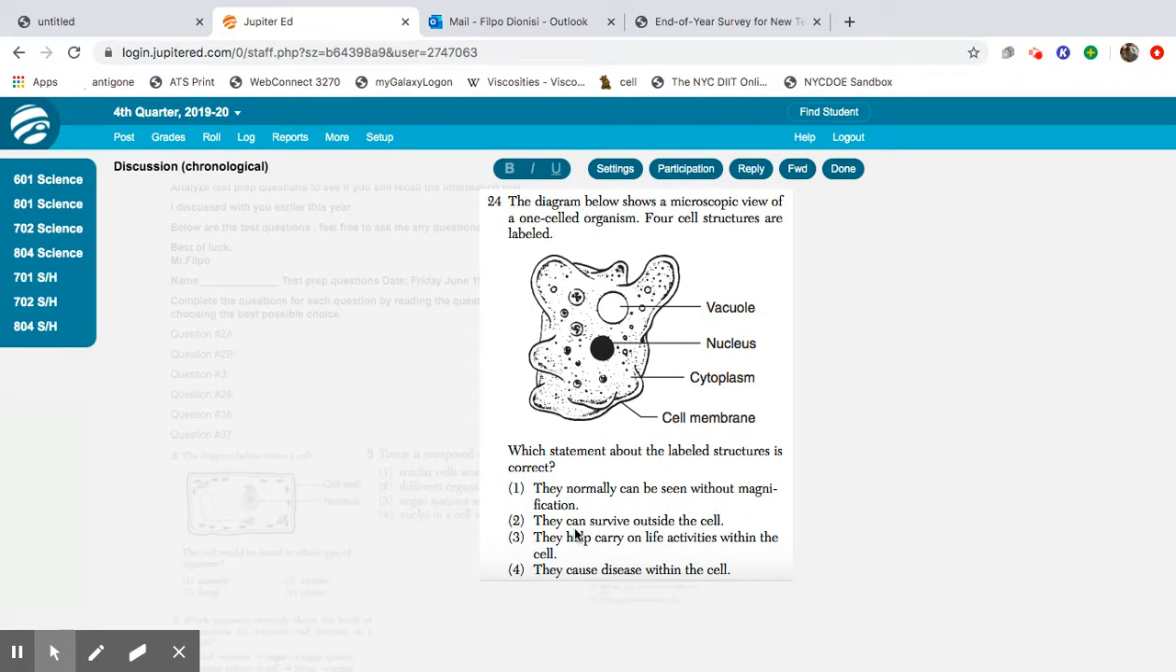Ask yourself that. 2. They can survive outside the cell. Can these cell structures survive outside the cell? Can the nucleus just go outside the cell and survive? Okay. Number 3. They help carry on life activities within the cell. Do these cell structures help carry on life activities within the cell? Ask yourself that. Number 4. They cause disease within the cell. Do these cell structures cause disease for the cell? Do they cause death? Let's see. Okay.